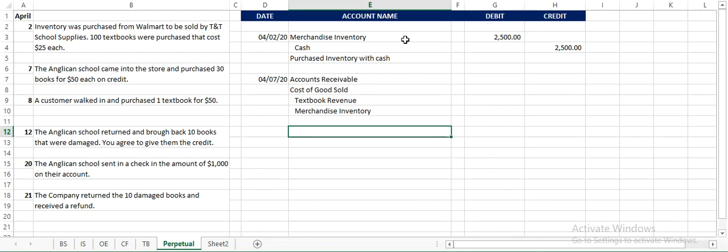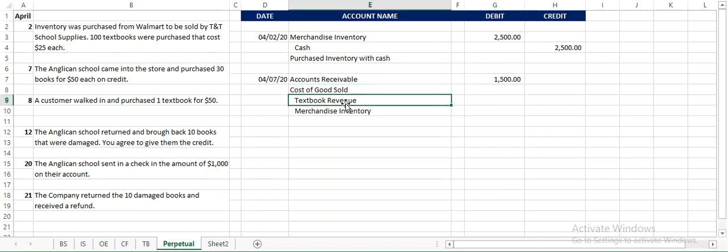And so definitely accounts receivable is going to be affected by the value of all of the books that they purchased. They purchased 30 books and each of the books was $50. So 30 times 50, they owe us $1,500 for those 30 books. This is what happens in accounts receivable. Worth mentioning is accounts receivable and the revenue always go together.